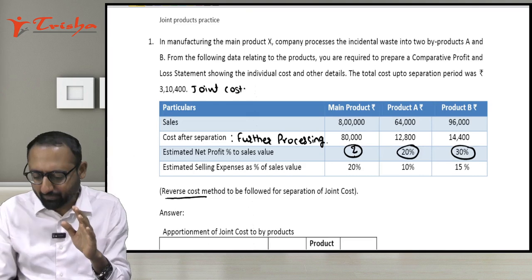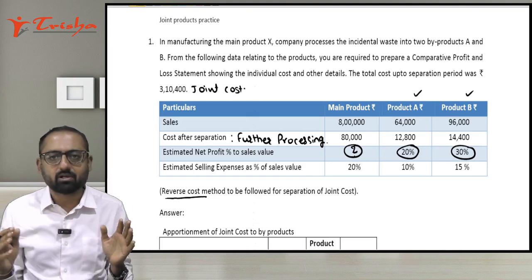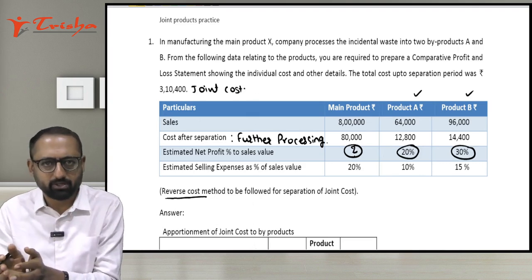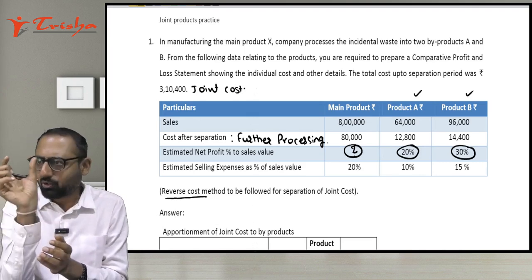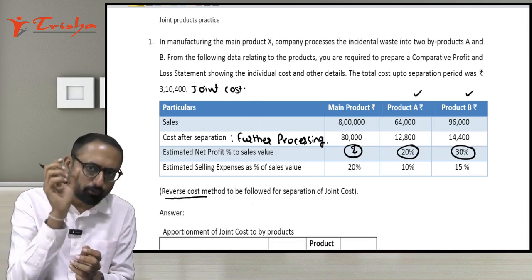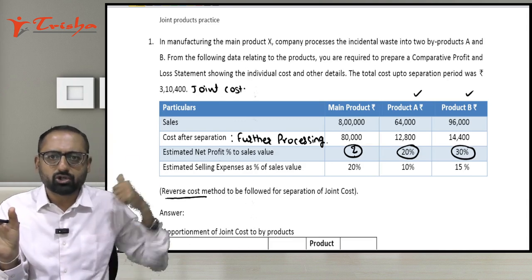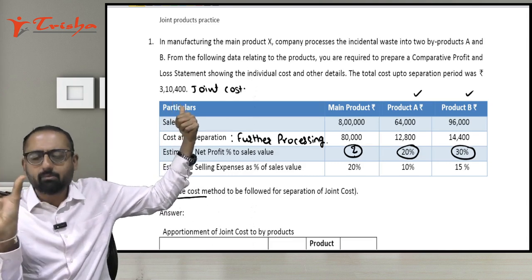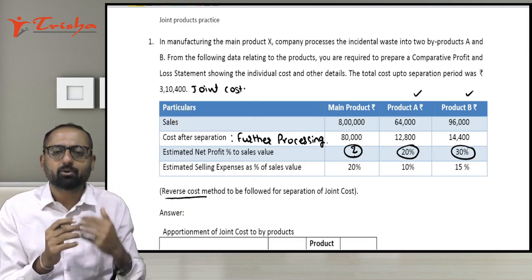Profit percentage of, suppose, product A and product B is given. So apply the reverse cost method. Calculate the joint cost of product A and product B. Okay, so take the total of that joint cost applicable to product A and B from the total joint cost of 3,10,400. Deduct the joint cost of product A and B. The remaining joint cost will be of the main product.